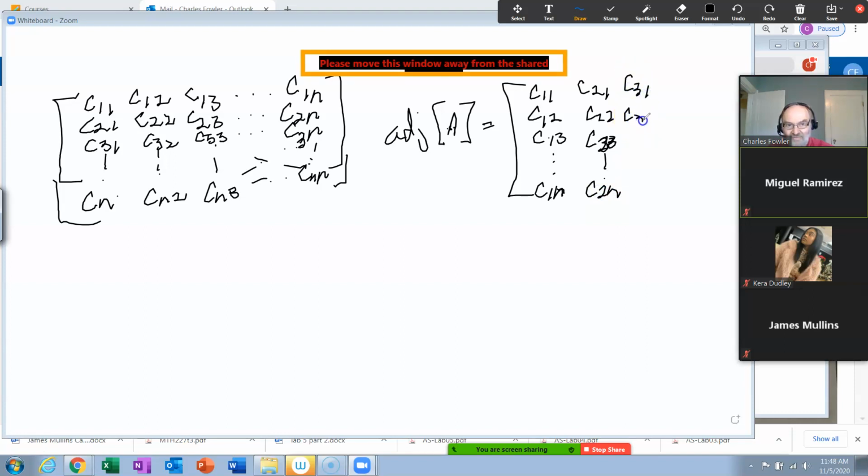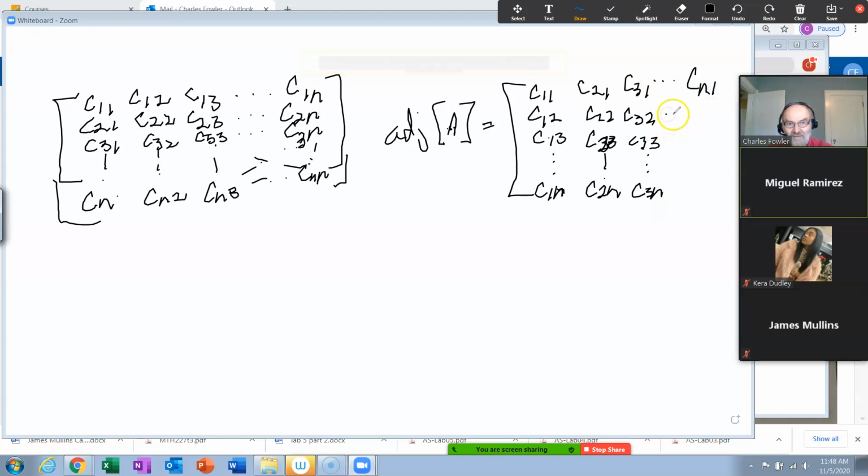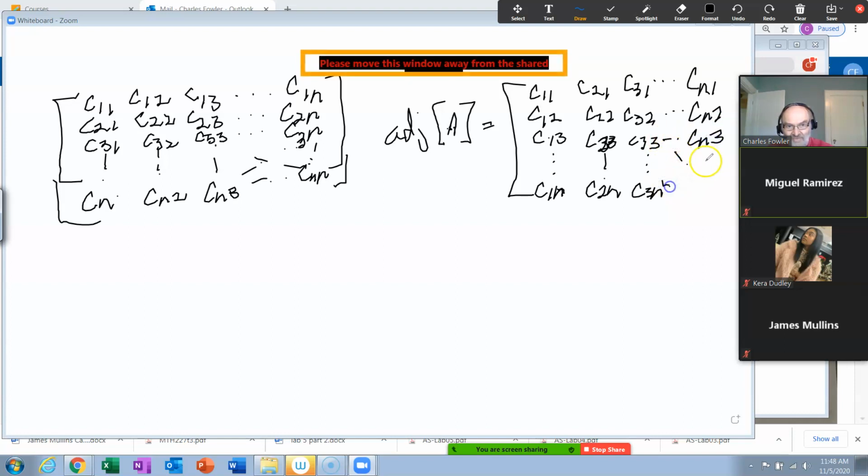C31, C32, C33, dot, dot, dot, down to C3N, and then dot, dot, dot, this all the way across to CN1, dot, dot, dot, to CN2, dot, dot, dot, to CN3, and then dot, dot, dot, all the way across and down everywhere to CNN. That's not Cable News Network, by the way. Okay. That's the adjoint of A.